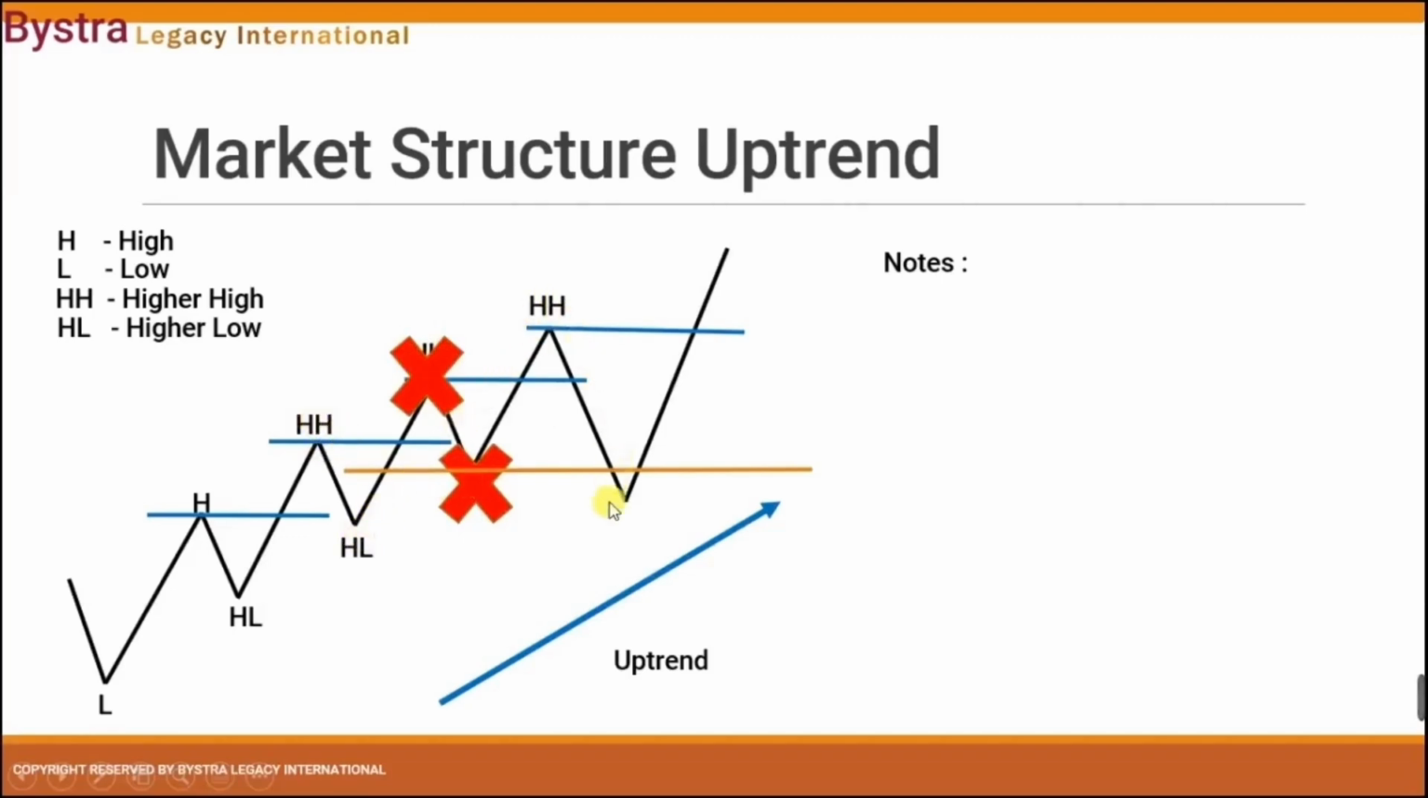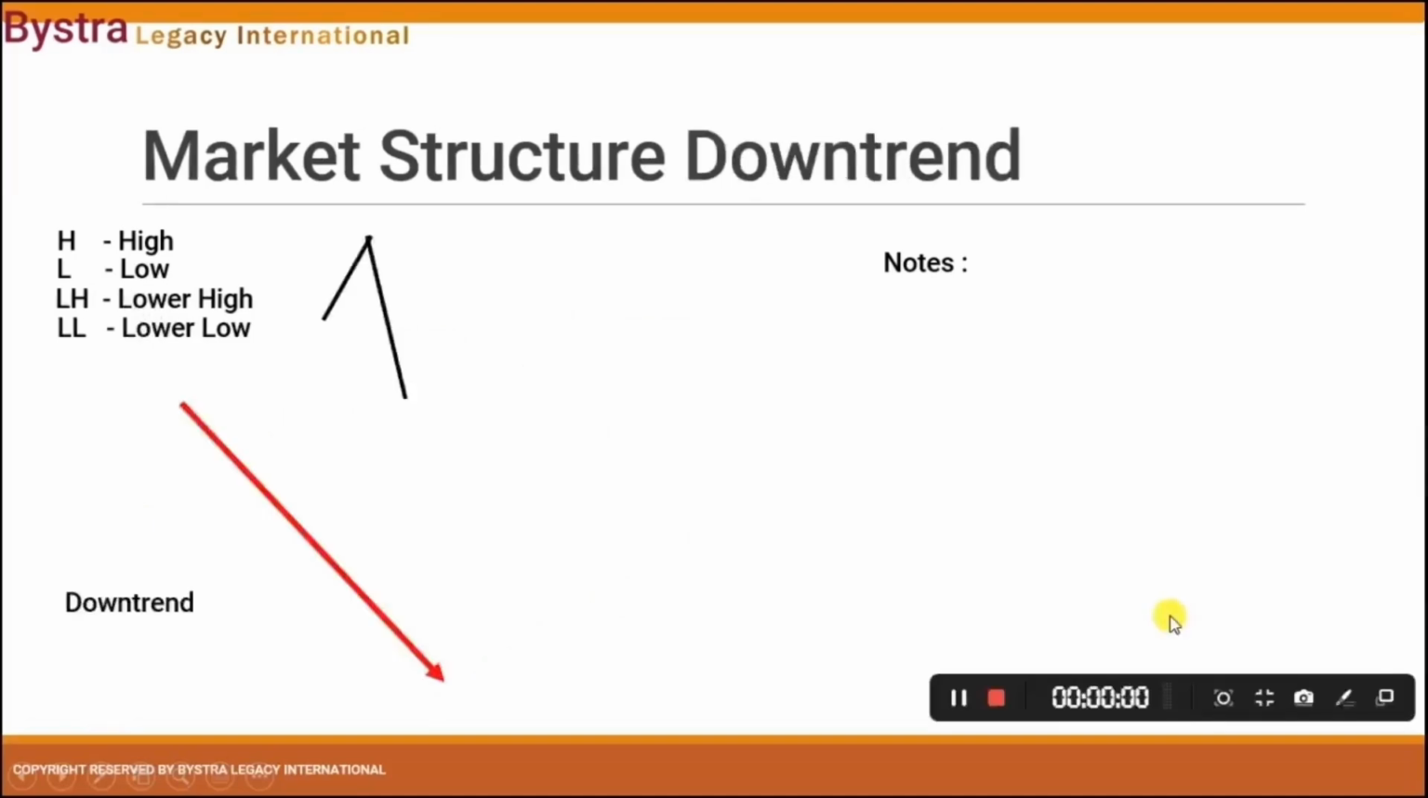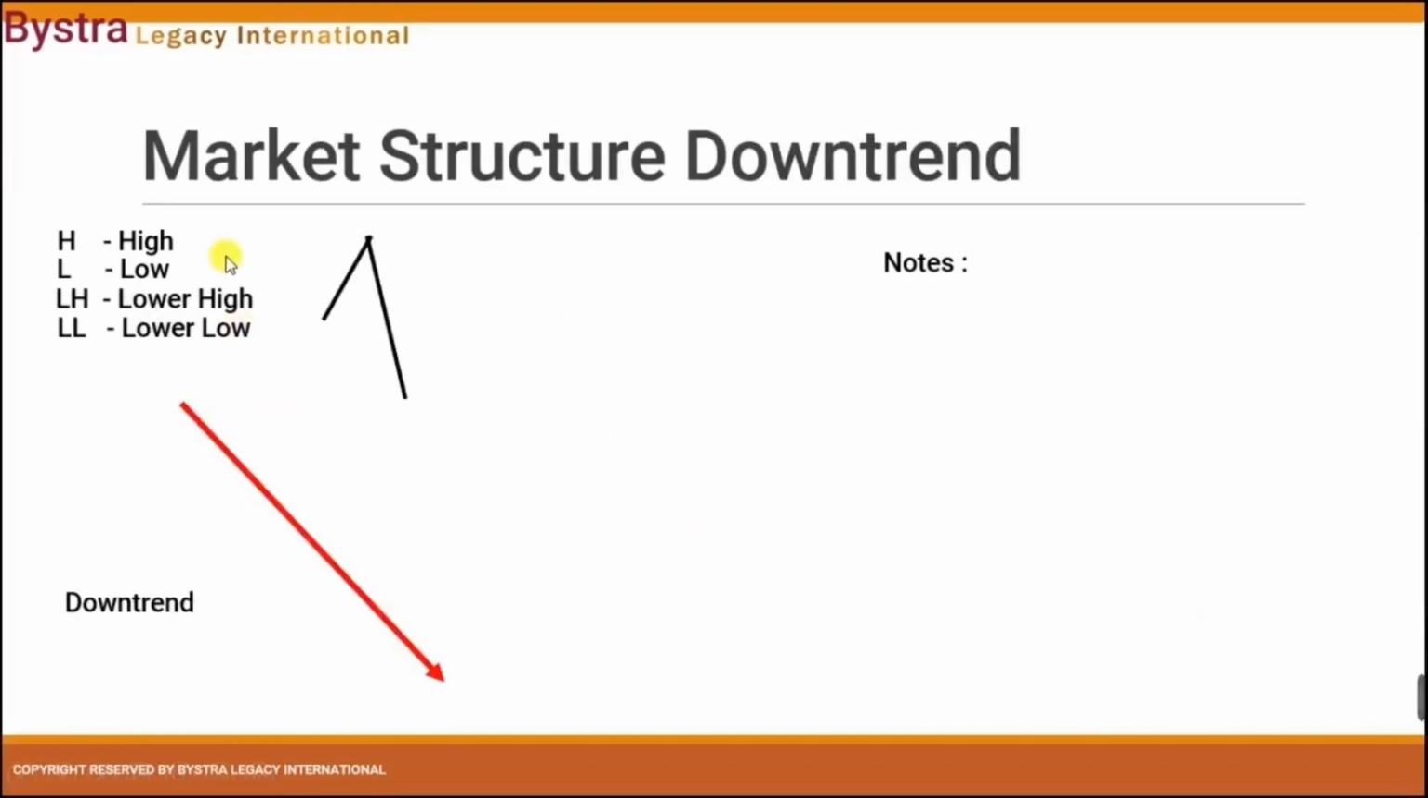Now let's look at the market structure for downtrend. Same as the uptrend, you need to identify and know the high, the low, the lower high, and the lower low. So for downtrend, price will move in downtrend motions, where price will create the high, low, price pullback, create the lower high, and break the previous low. This will be marked as your new lower low.